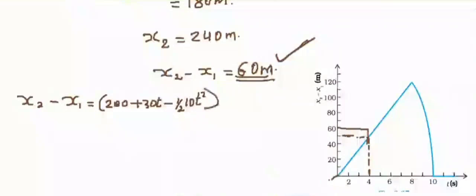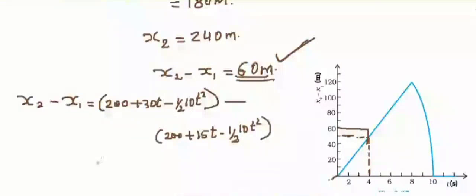That is the value of x2. Now the value of x1 will be 200 plus 15t minus half 10t square. So if you directly take the equation, this is the difference between x2 and x1. Now simplify this. When you simplify, you will get the answer 15t as the difference.